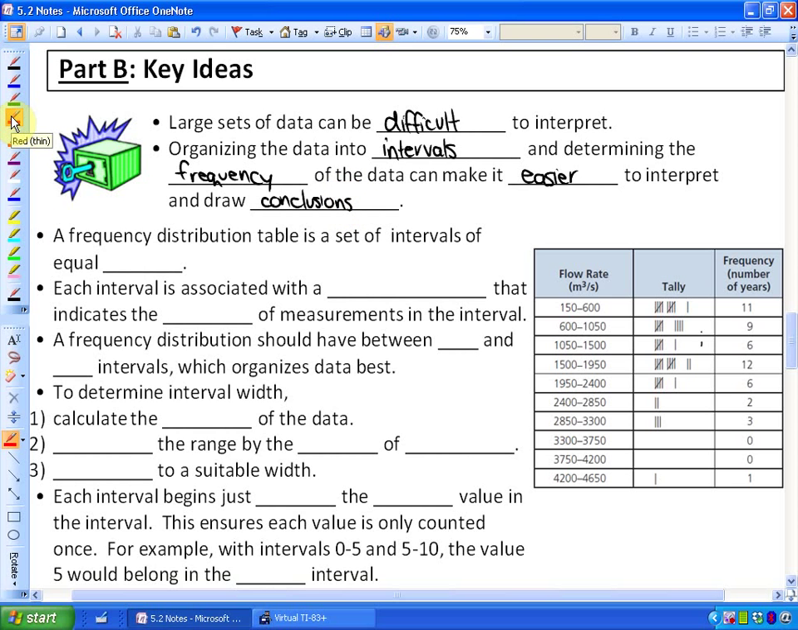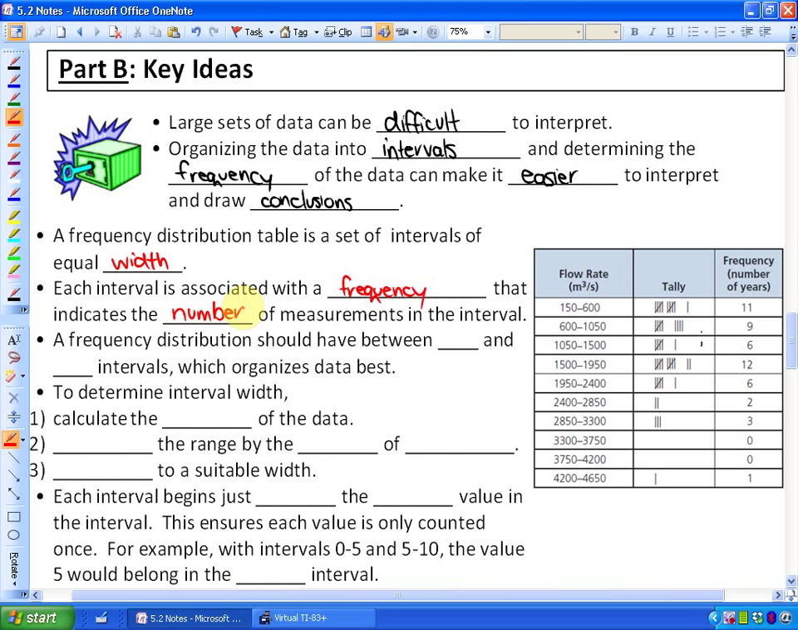Next, a frequency distribution table is a set of intervals of equal width. So they have to have an equal width, so if you decide that your intervals are going to be going up by 5s, or in this example, like 450s, continue with that equal width pattern. Each interval is associated with a frequency. So you'd see how many values go in each interval. That indicates the number of measurements in the interval.